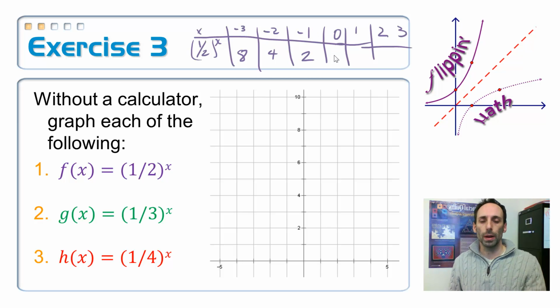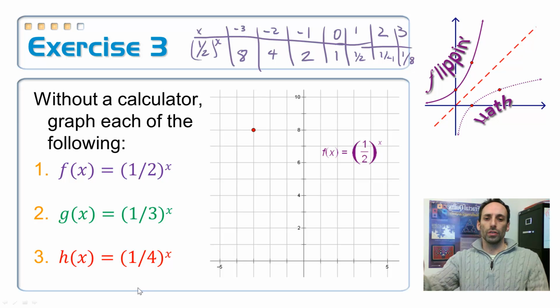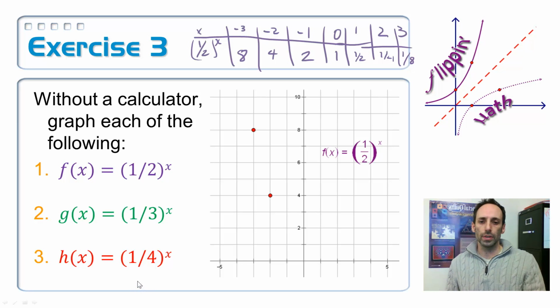Anything to the 0 power is going to be 1. To the first power, it's a half. And then I've got a fourth and then an eighth. Then I want to just start graphing those points left to right. So there's the first one, -3/8, -2, 4, -1, 2, and so on. And at this point, that's where I'd expect you to stop and then go ahead and draw your graph.